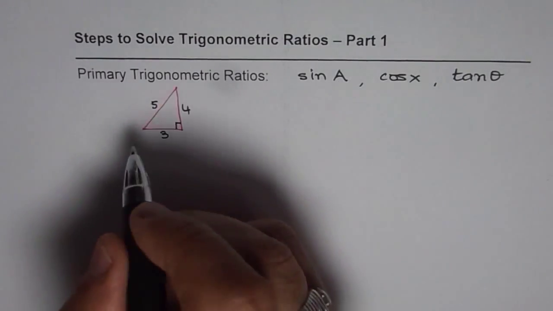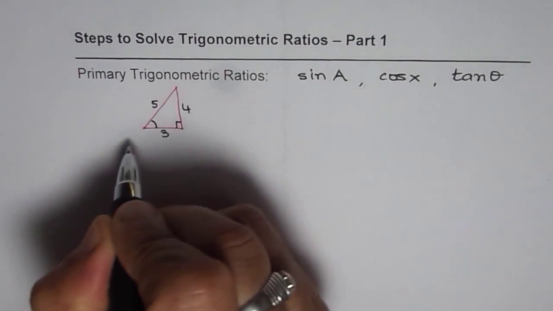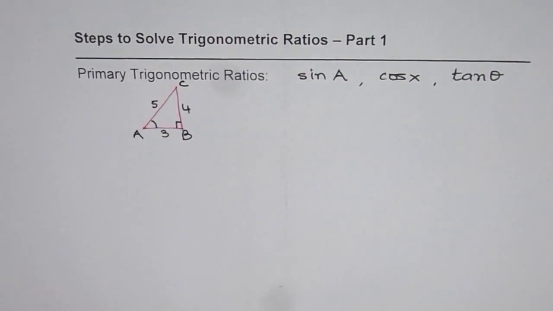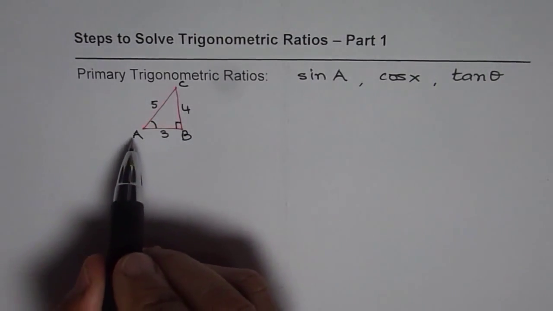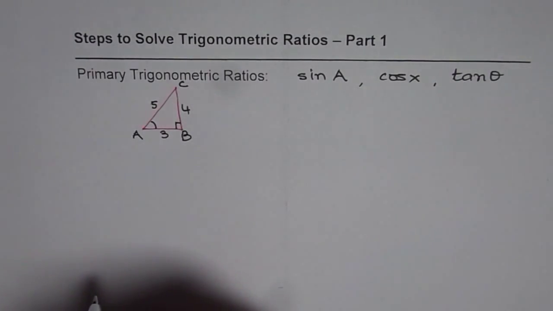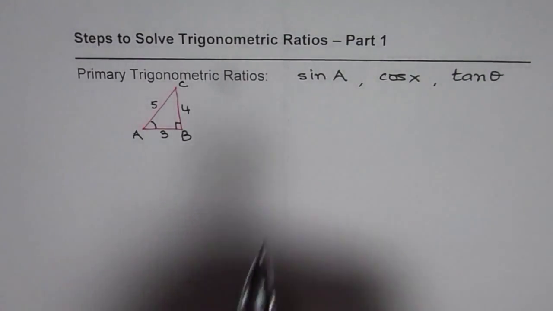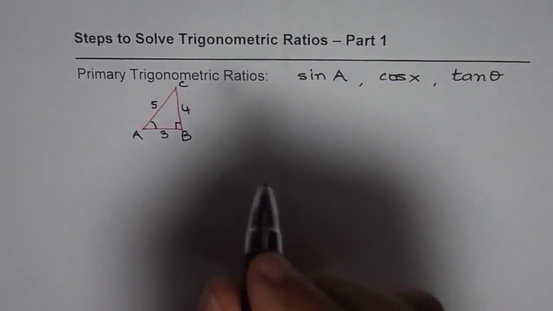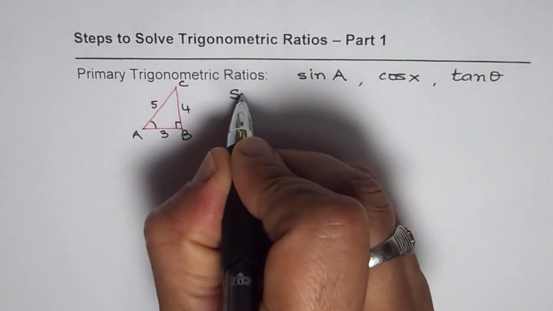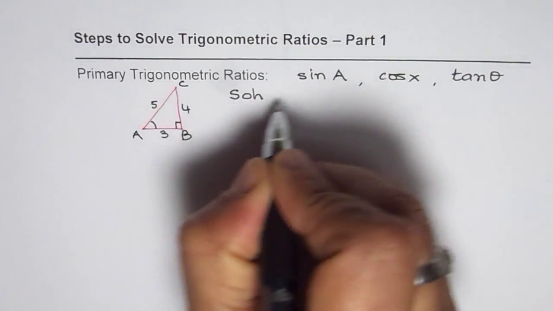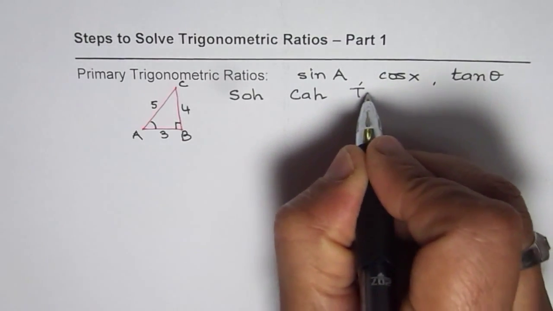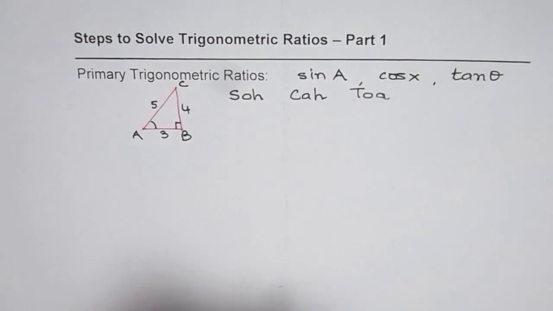Let's calculate sine A. Let me call one of the angles A, and let me call this triangle ABC. You will come across similar examples. So we want to know sine A. That is our first question: how to find sine A? To find these ratios, we should know what they are. The first thing is SOHCAHTOA. Sine is opposite over hypotenuse, cos is adjacent over hypotenuse, and tan is opposite over adjacent.